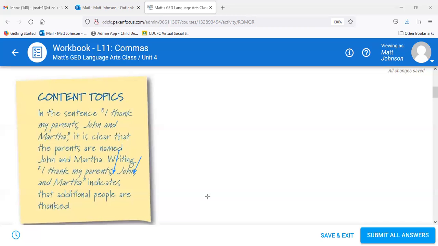So this is what I was talking about. Sometimes our use of commas can get us into a little bit of trouble as well. So being very clear on how to use them will really help.